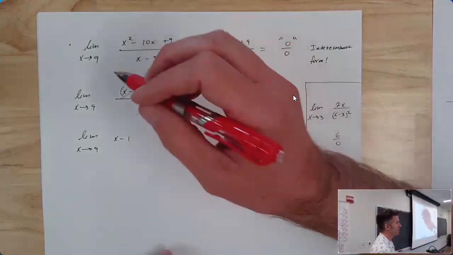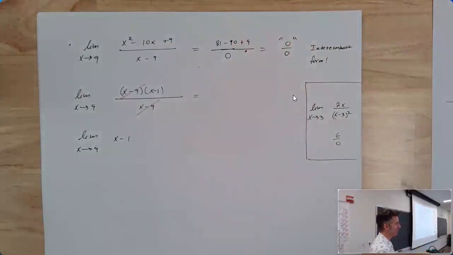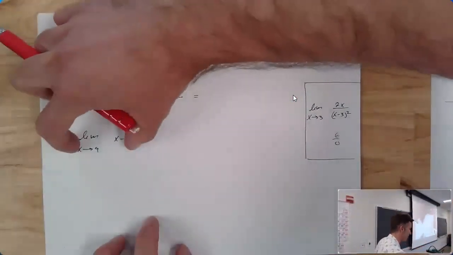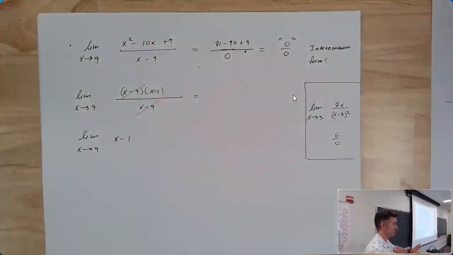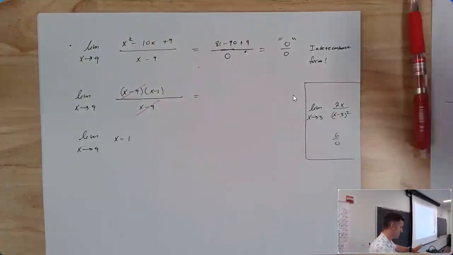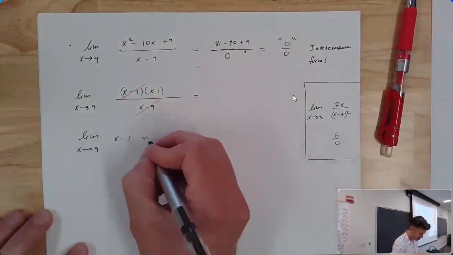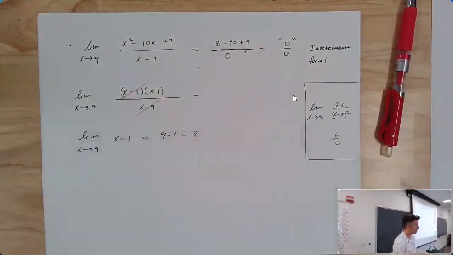And so as long as I'm really, really close to, but not equal to, 9, this expression and this expression are the same, because they're the same everywhere except 9. The limit doesn't care what happens at 9. So now I can take this and just say, well, plug in 9. So this limit is 8.